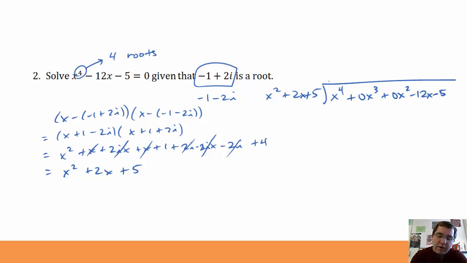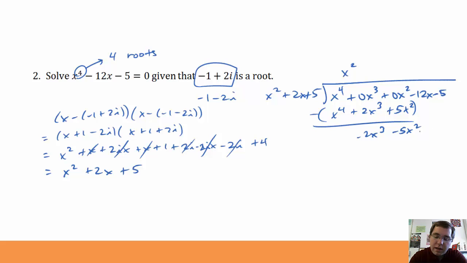So I take x to the fourth divided by x squared, I get x squared. I multiply by x squared, I have x to the fourth plus 2x cubed plus 5x squared. I subtract. x to the fourths cancel as they should. I get negative 2x cubed minus 5x squared. I bring down the negative 12x.